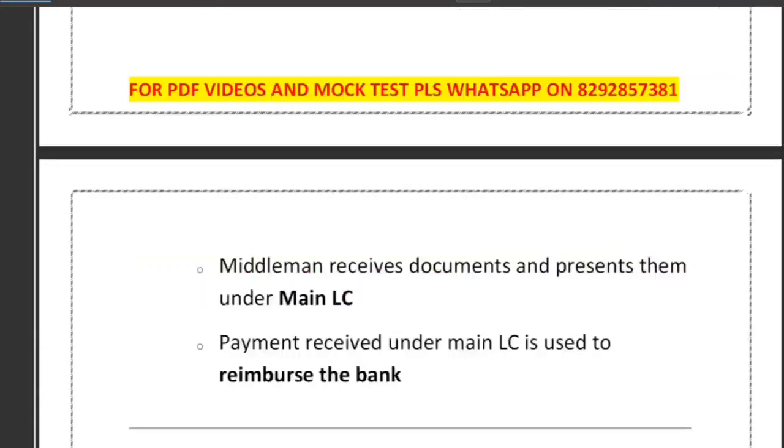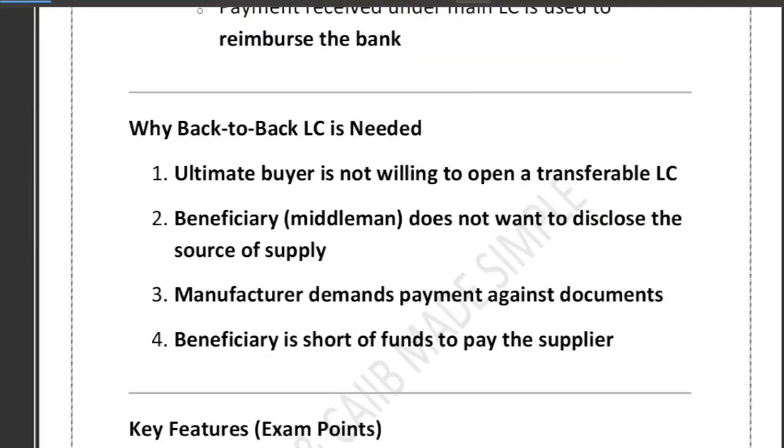So why is a back-to-back LC required? When is it required? Actually, this is used when the buyer is not willing to open a transferable LC. Sometimes the buyer is not willing to open a transferable LC.